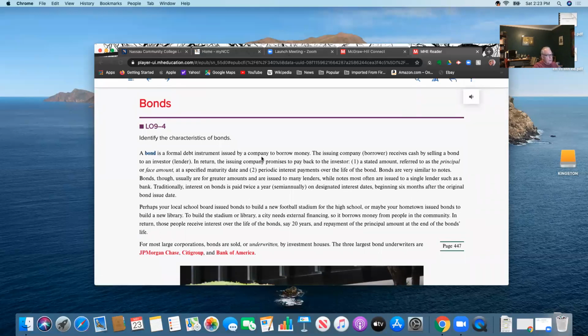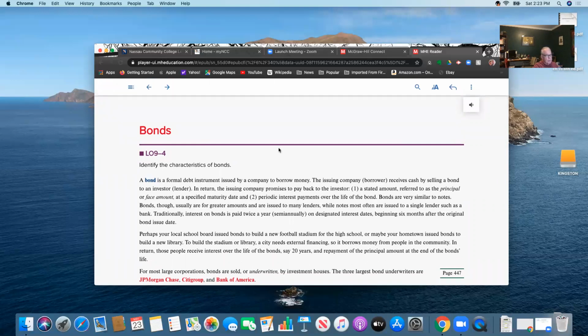A formal debt instrument issued by a company to borrow money. This is page 447 in your book. Now, bonds are a way of borrowing money. How is that different than borrowing money from the bank? Typically, you go to the bank and say you want to borrow $10,000. They give you the $10,000. They say, okay, this is when you have to pay it back, this is what the interest rate is going to be, and these are all the things that are going to happen to you if you don't pay it back on time.